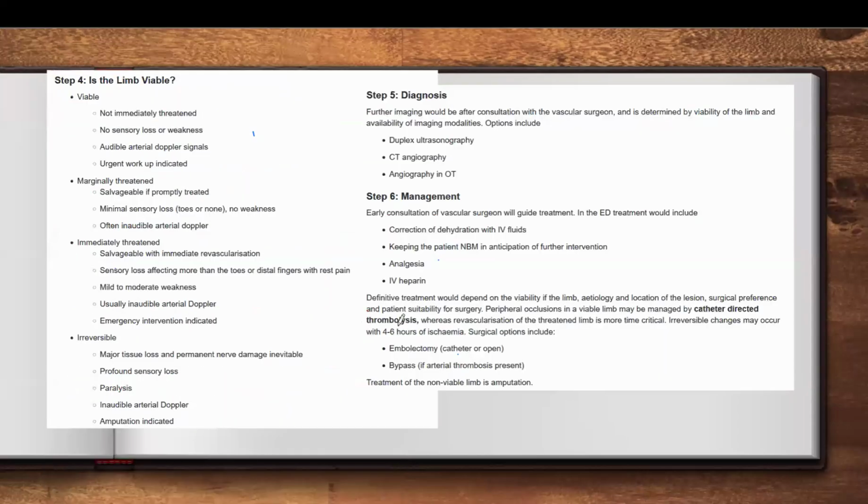Okay, this is again from the Emergency Care Institute guidelines. Like I mentioned, we will be having a reference from this website. Again the same thing is mentioned: the viable limb, marginally threatened, immediately threatened, and irreversible. They have written the same things that I mentioned in the previous table. Then diagnosis would be duplex ultrasound, CT angio, and angiography in OT.